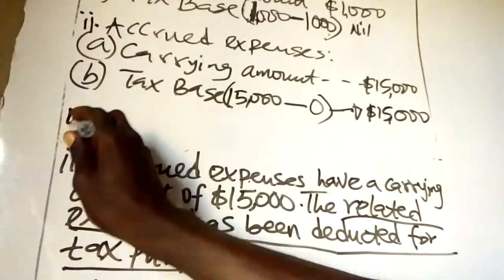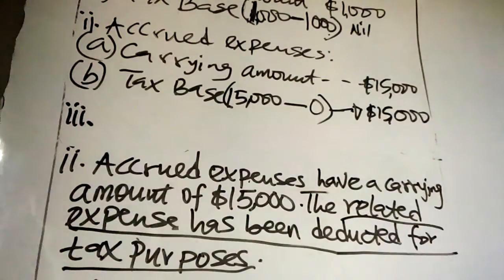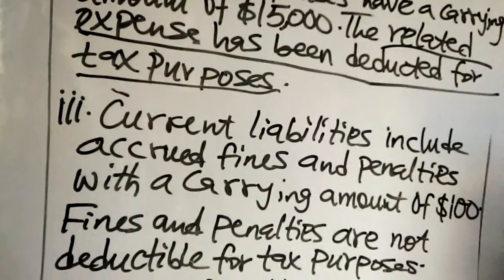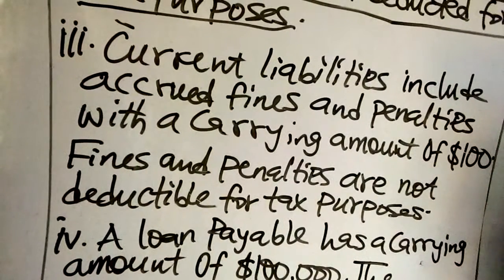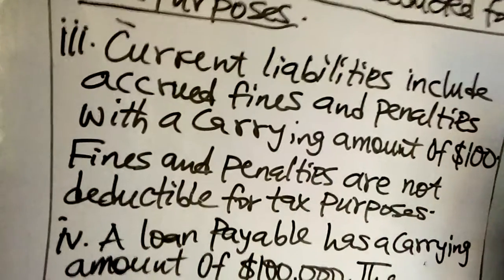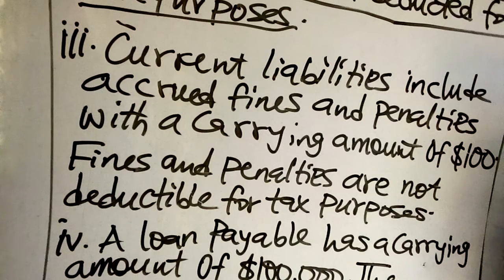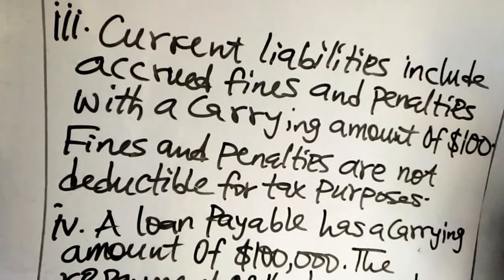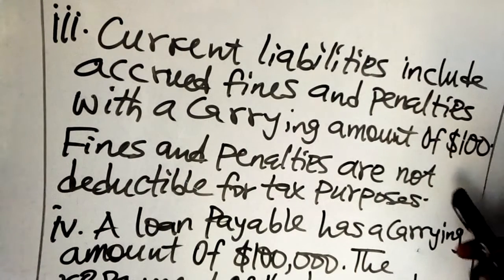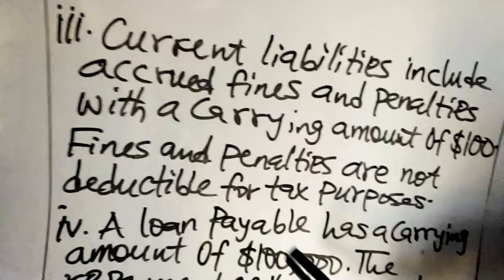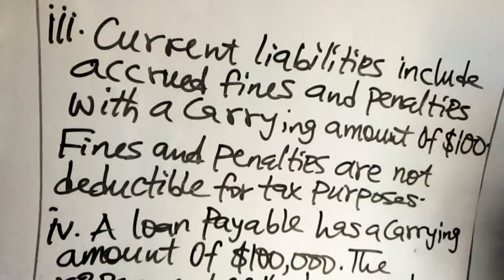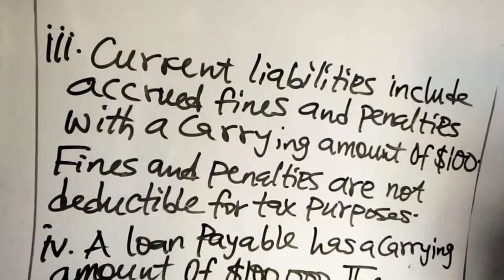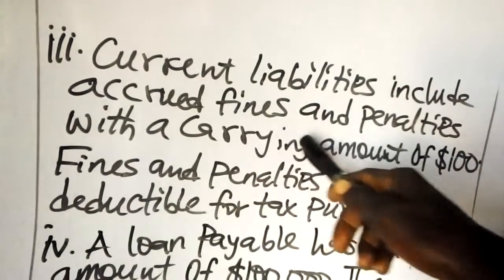Roman figure 3 now. Number 3. The current liabilities include accrued fines and penalties. Current liabilities include accrued fines and penalties with a carrying amount of $100. Fines and penalties are not deductible for tax purpose. You are told fines and penalties are not deductible for tax purpose. So include fines, accrued fines and penalty now.